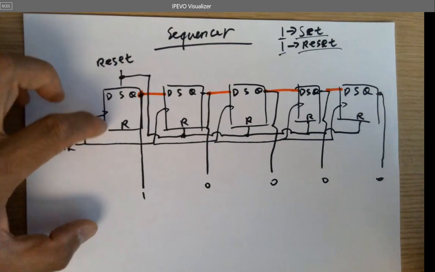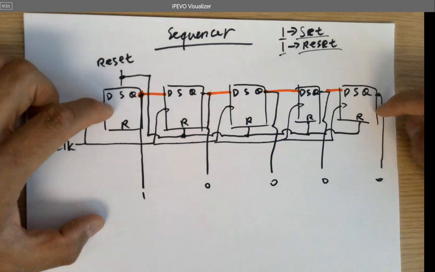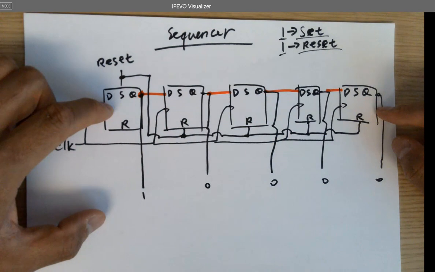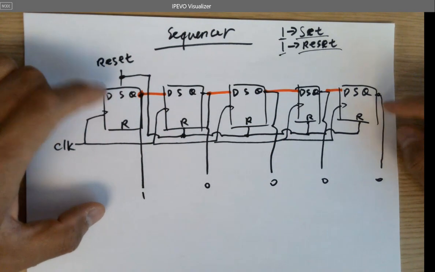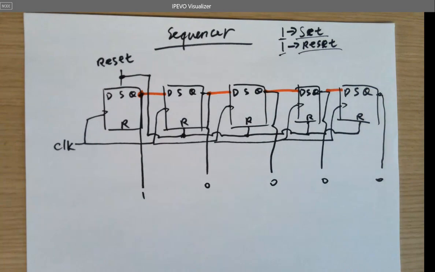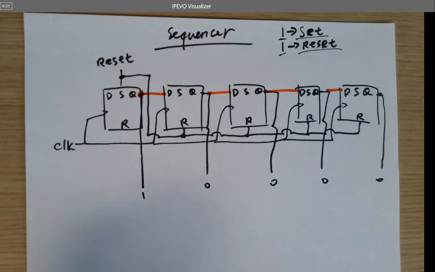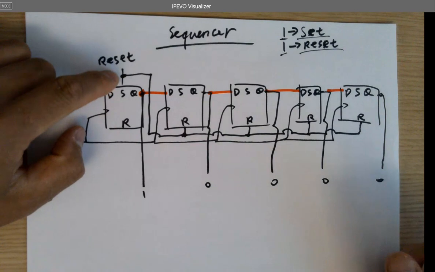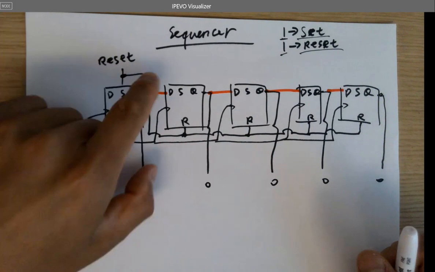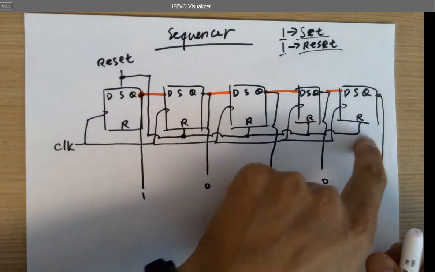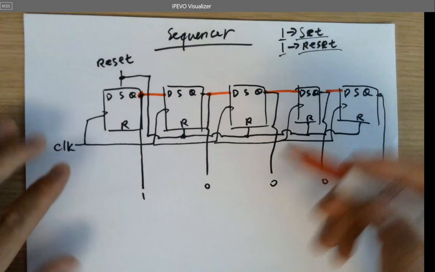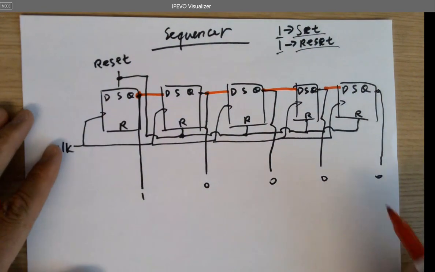Seems like the first one is being set and the rest of them are being reset, right? Which makes sense. I have the wire shorted to set for the first one, but shorted to the reset of all the following ones, which means you want to give a what in order to make it happen at the very beginning of the cycle 1.